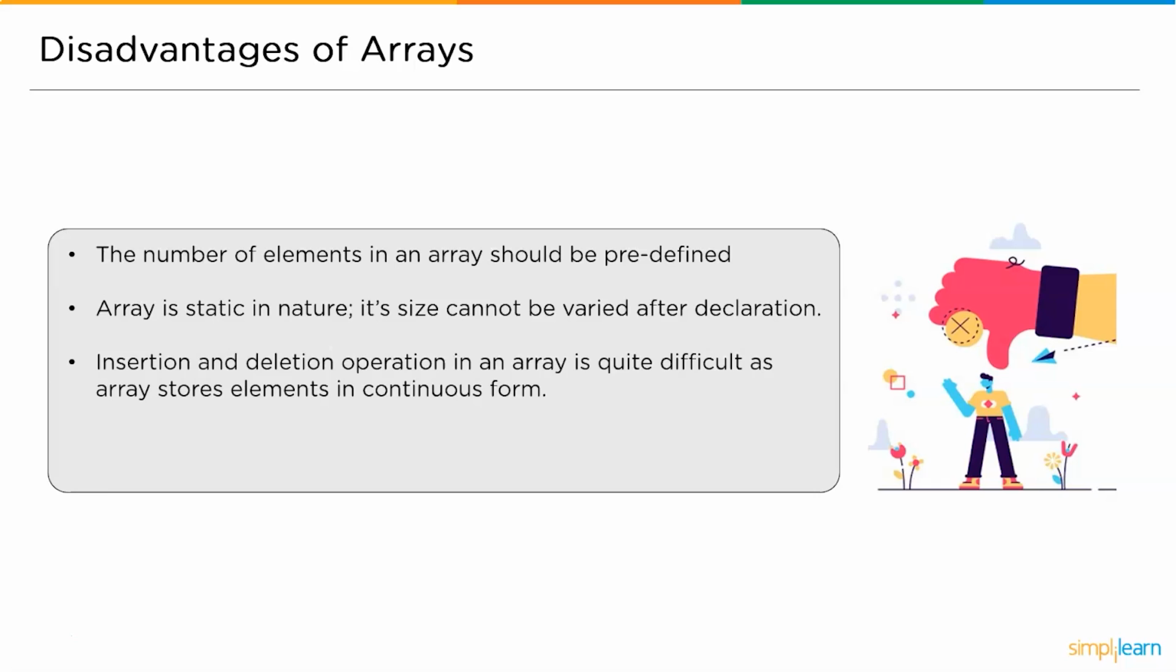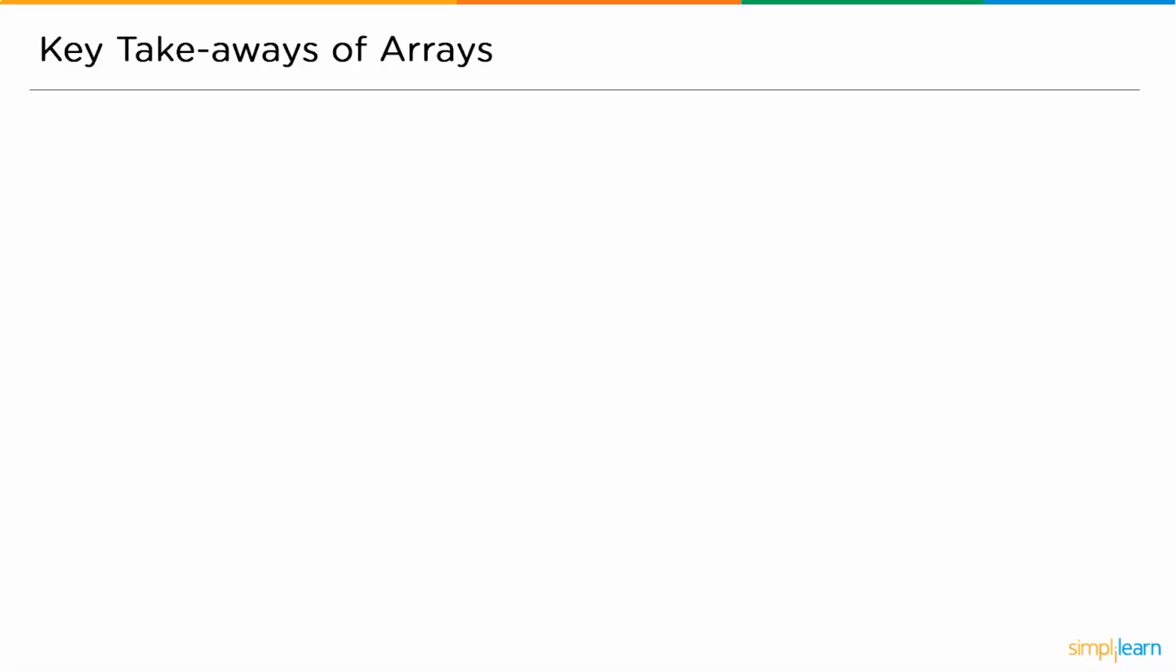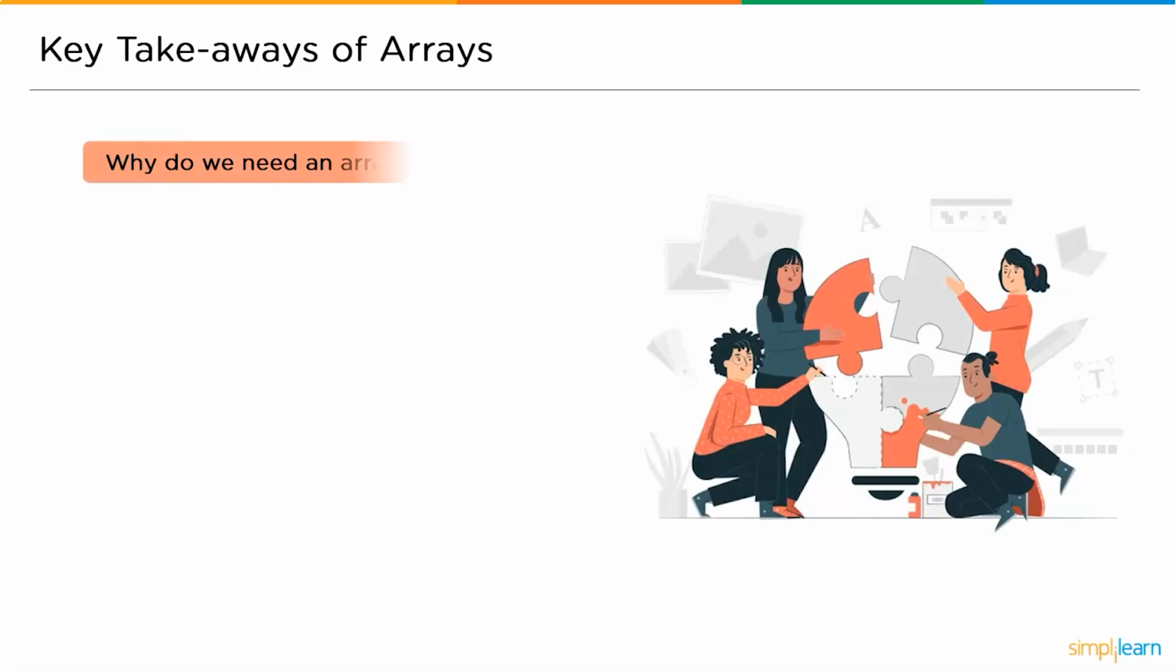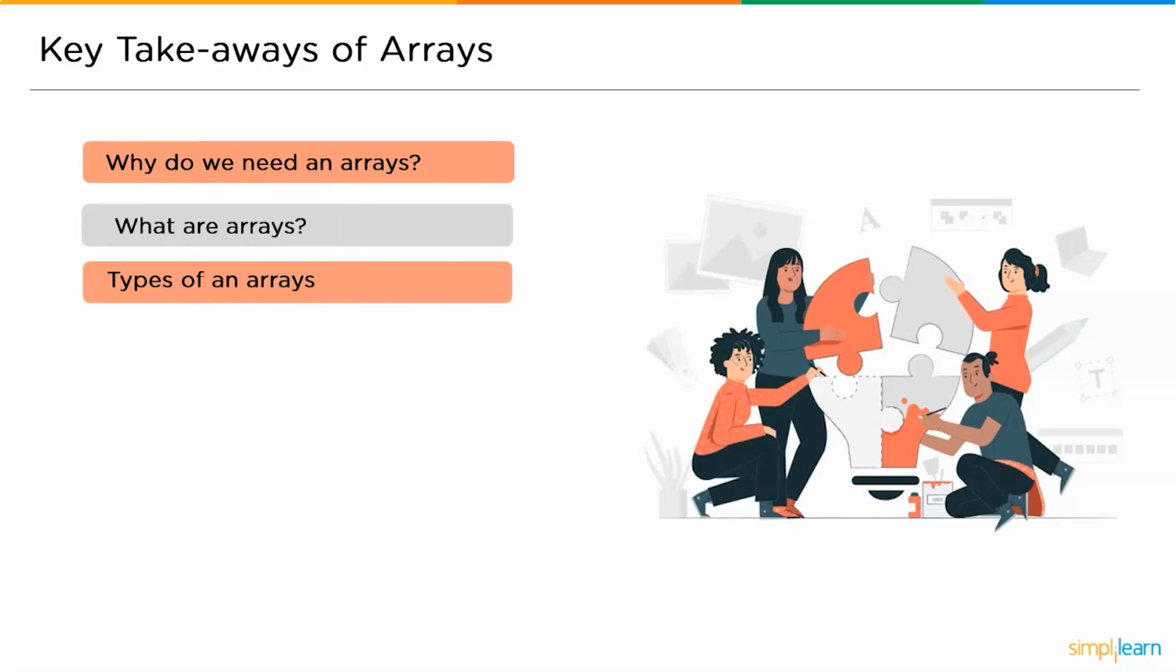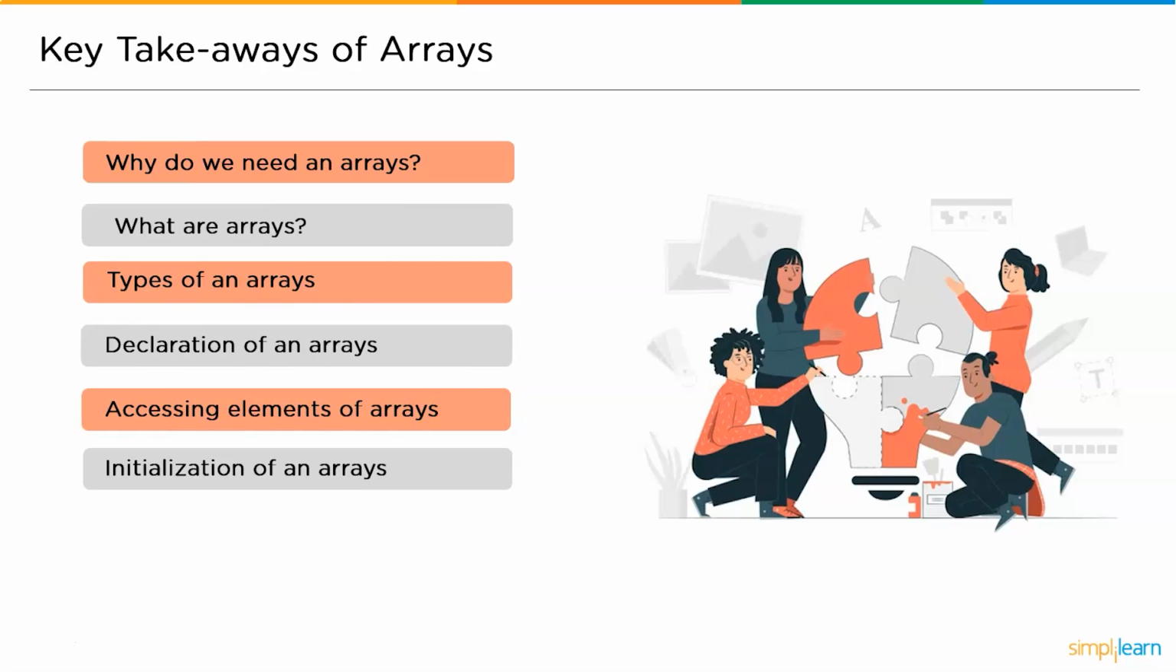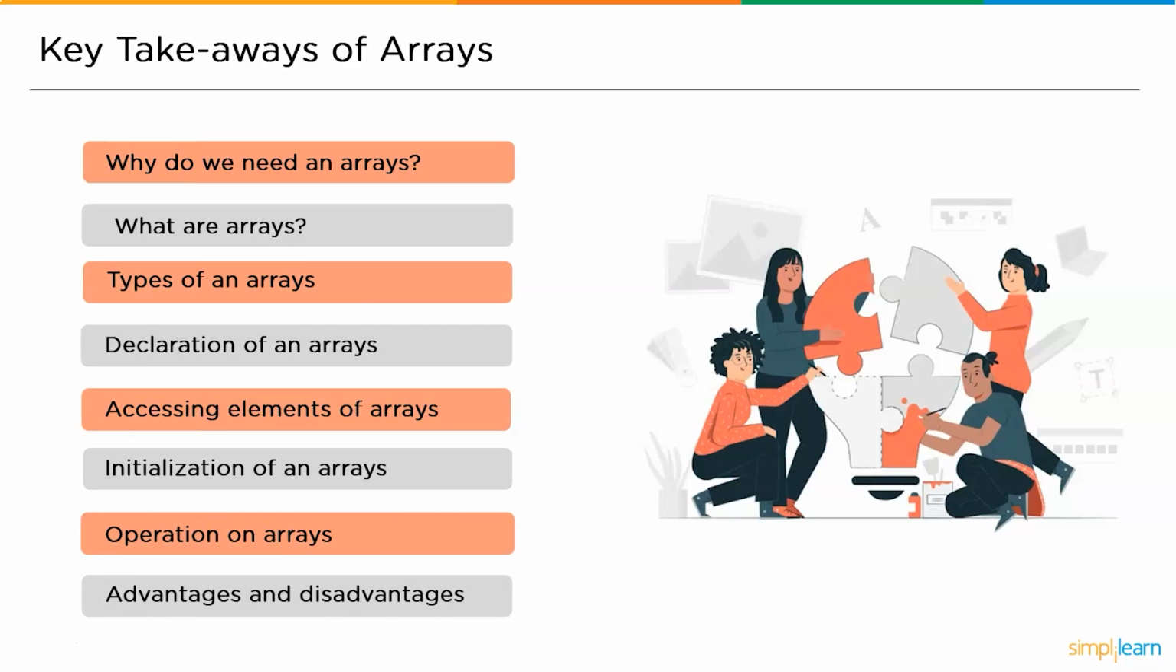That's the problem. And insertion and deletion operations in an array is quite difficult as the array stores elements in a continuous form. And finally, allocating excess memory than required may lead to memory wastage. Now we have the final key takeaways of the arrays. So we discussed why do we need arrays, then we discussed what are arrays, followed by that we discussed types of arrays, next we had a declaration of arrays, accessing elements from an array, initializing the arrays, and basic operations on array, that is the practical demo part, and finally we have discussed the advantages and disadvantages of using an array.